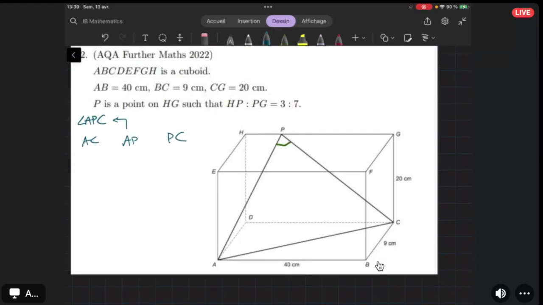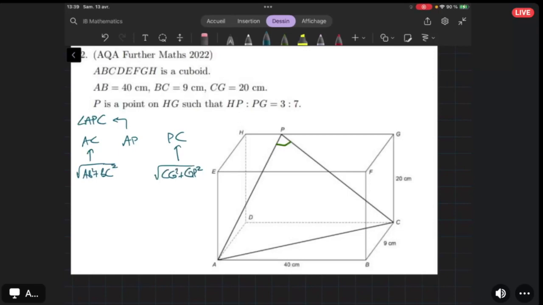AC, as you pointed out, is just gonna be Pythagorean. Square root of AB squared plus BC squared. Same deal for PC. CG squared plus GP squared. And then AP.